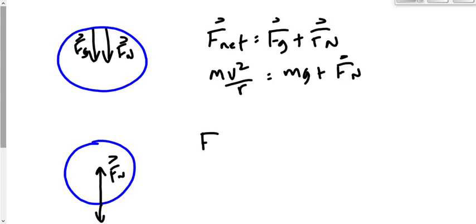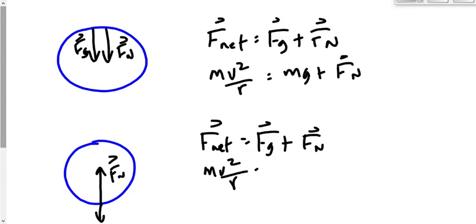By the way, the bottom looks exactly the same, at least so far, right? F net is equal to Fg plus Fn. We're going to say mv squared over r, again, is equal to Fg plus Fn. Now, we go to sub numbers in, and it's only when we go to sub numbers in that we have to start worrying about signs. When are things going to be positive and when are things going to be negative?